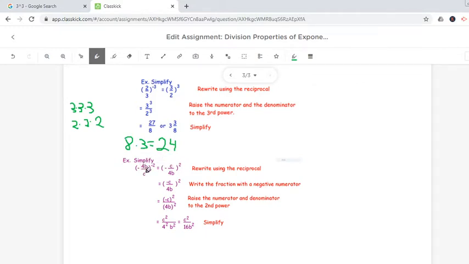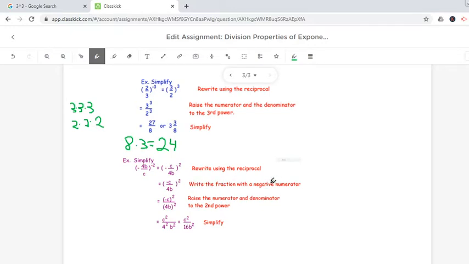Negative 4b over c to the negative 2. So we have a negative exponent. So we're going to rewrite using the reciprocal. Reciprocal means to flip it. So c in the denominator goes to the numerator. 4b in the numerator goes to the denominator. Now we have a positive exponent. So now we have negative c over 4b squared.